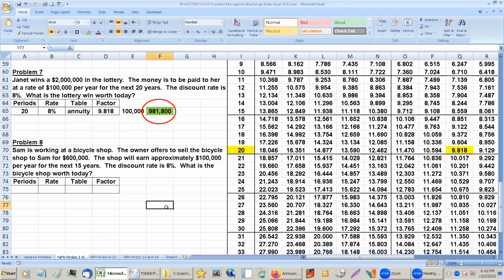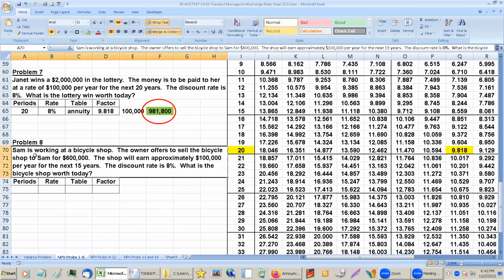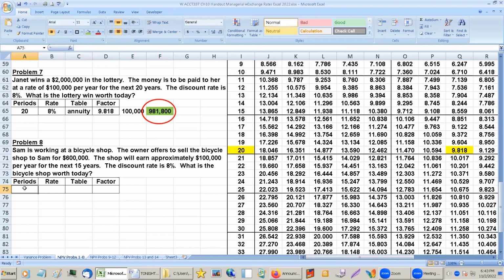And this last one down here. This is more of what we're going to look at today. At Sam's Organic Bicycle Shop, the owner offers to sell the bicycle shop to Sam for $600,000. So let's say you graduate and you're working as a manager in a bicycle shop, and the owner says I'll sell it to you for $600,000. The shop will earn approximately $100,000 per year for the next 15 years, and the discount rate is 8%. If you don't know what the discount rate is, whatever the bank can loan you money at is a good one to use.